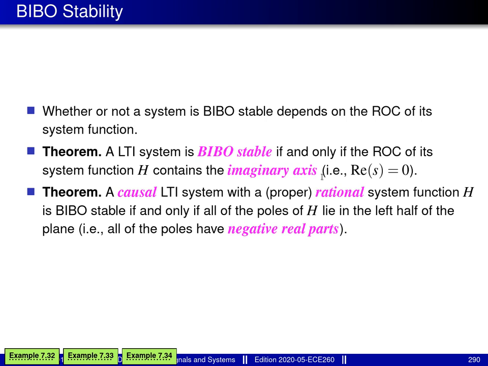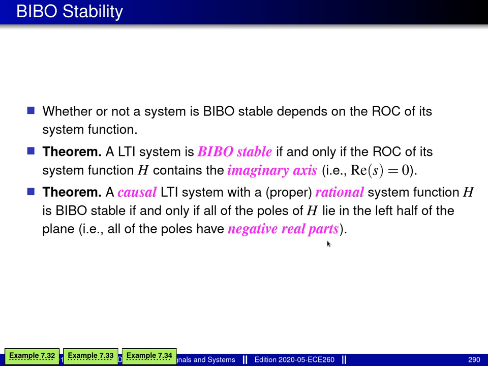If we happen to know that an LTI system is causal and its system function big H is proper rational, then the preceding theorem can be made more specific about the form of the region of convergence for BIBO stability. In particular, we have the second theorem stated on the slide, which reads as follows. A causal LTI system with a proper rational system function big H is BIBO stable if and only if all of the poles of big H lie in the left half of the plane. In other words, all of the poles have negative real parts. Note that this second theorem can be deduced by using the first theorem on the slide and our knowledge of how the causality of a system manifests itself in big H.